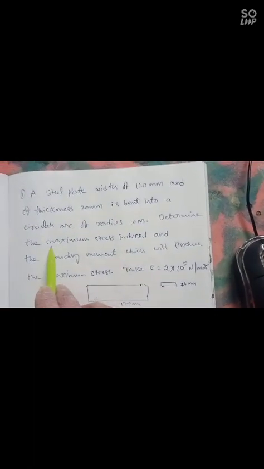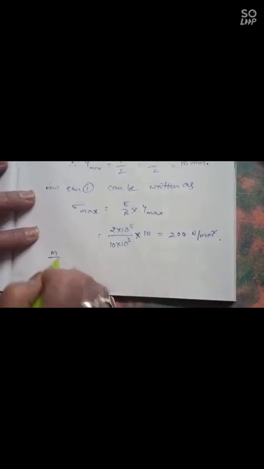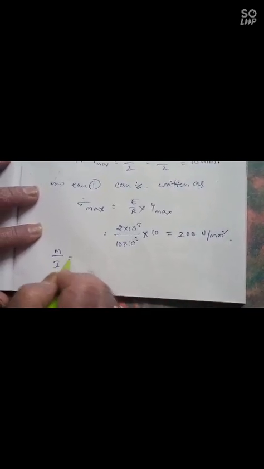So which will give you 200 newtons per mm square. Okay, so the first question, maximum stress is equal to 200 newtons per mm square. Okay, next, another equation, that is M by I equal to E by R.